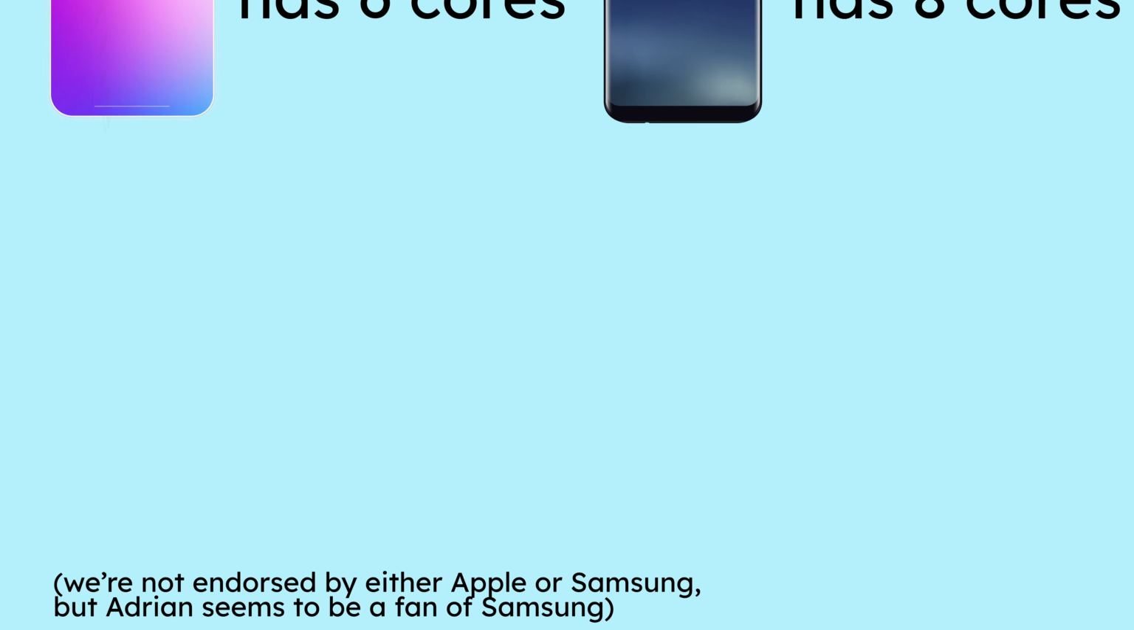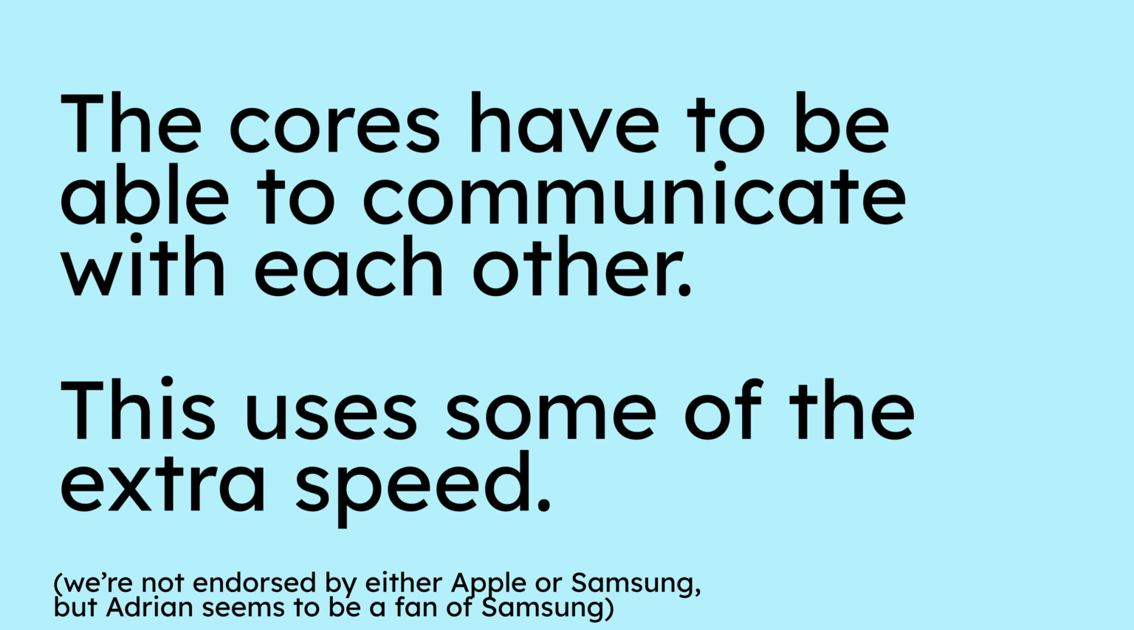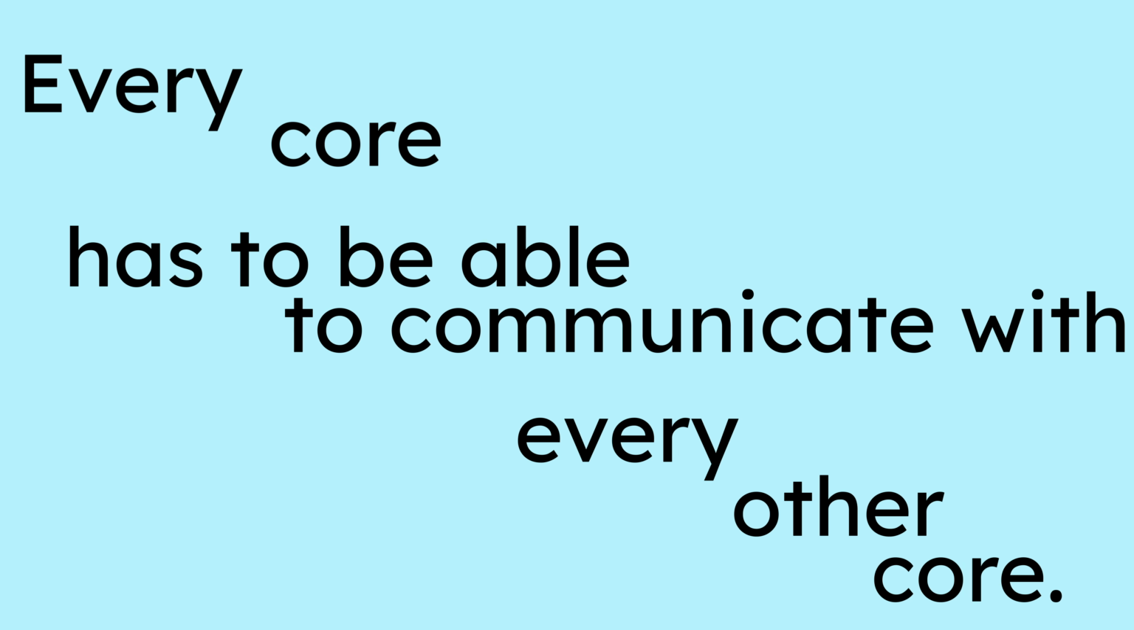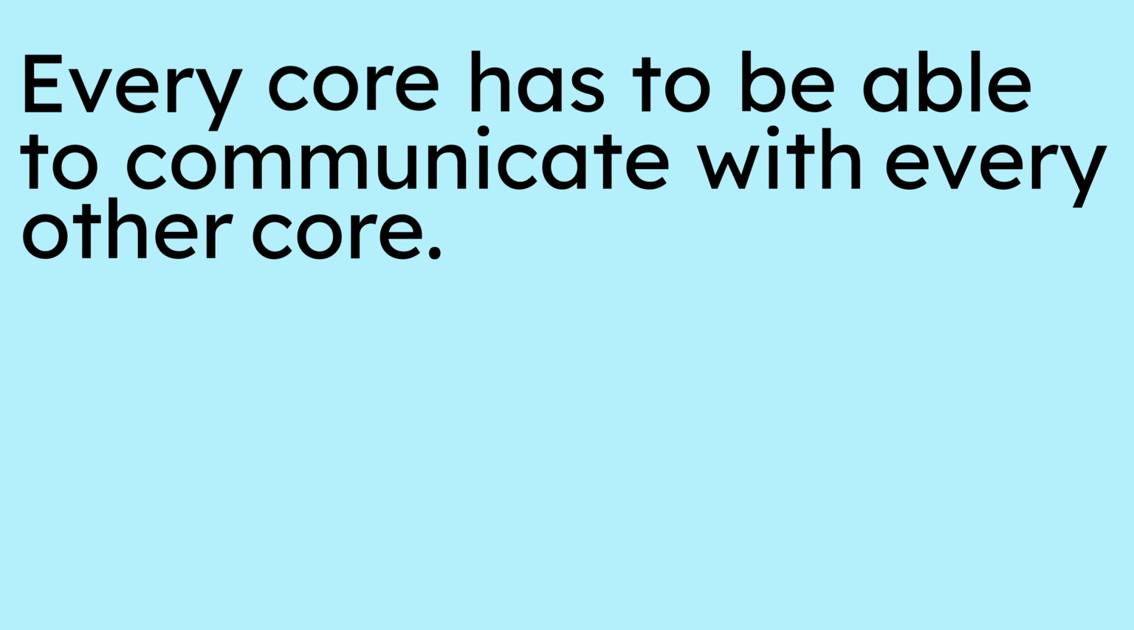Not quite. Having more cores doesn't increase a computer's speed. The cores have to be able to communicate with each other, and this uses some of the extra speed. Every core has to be able to communicate with every other core. So a 6-core chip has 16 channels.